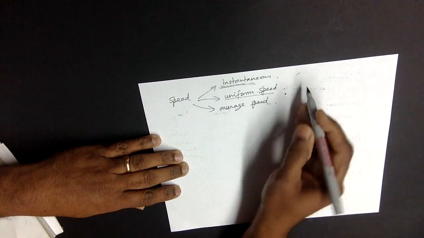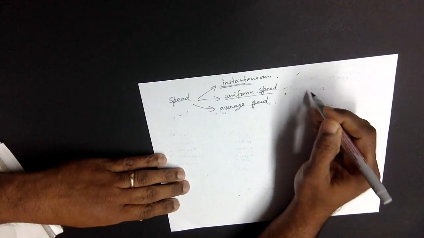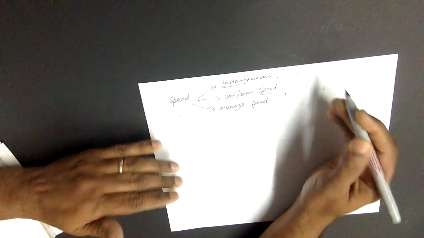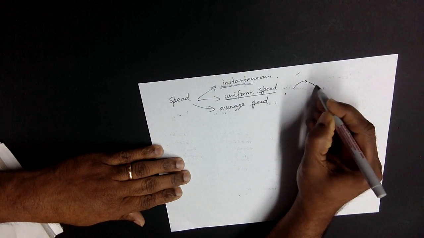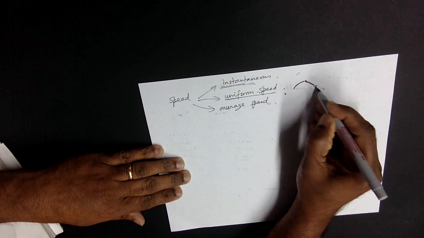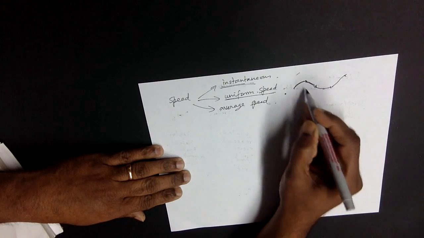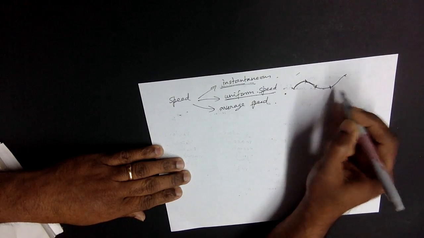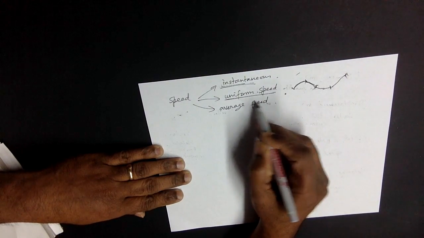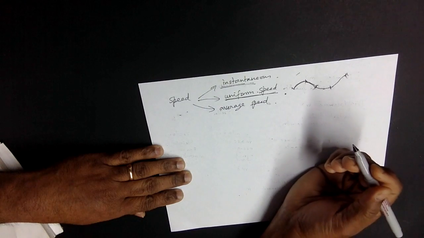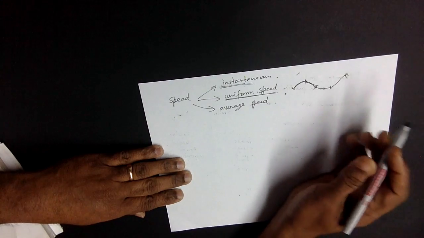Now, uniform speed implies that you're going at the same speed every second. Every second you're moving at the same speed, and that's called uniform speed. You cover the same distance in the same interval of time. That's exactly going to be uniform speed. Now, what in your car gives you uniform speed? Cruise control. So if you put your car in cruise control, you're going to have uniform speed.